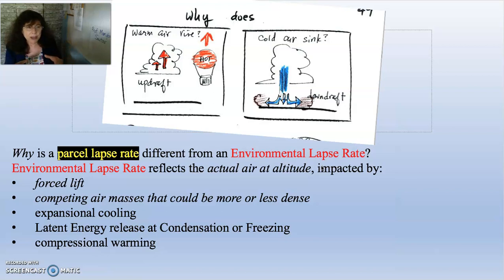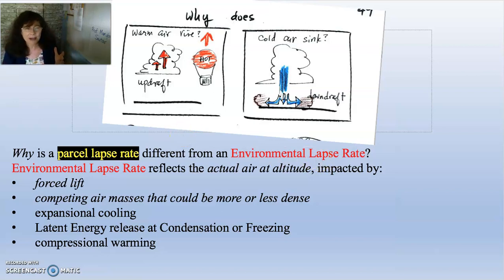That actual temperature is impacted by everything in the atmosphere. It is impacted by the forcible lifts that we talked about. It's impacted by competing air masses that move into the area of the balloon. It's impacted by the expansional cooling of the atmosphere. It's impacted by the latent energy release of clouds when they condense water vapor or when they freeze water droplets. It is impacted by compressional warming of the atmosphere as well. So the balloon going up and recording records an environmental lapse rate that reflects everything going on in the atmosphere.